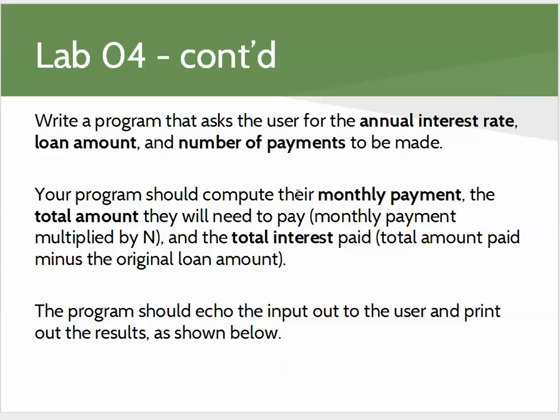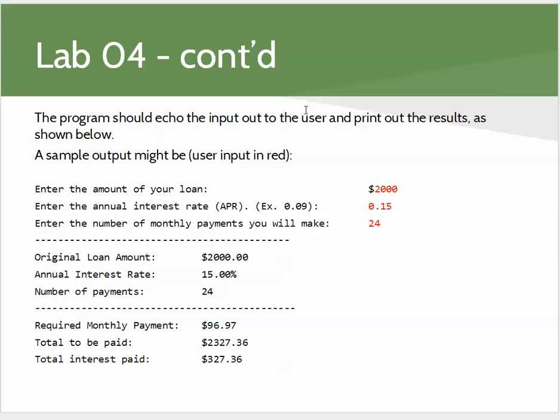So print out the monthly payment, print out the total amount, and then also print to the user the total amount of interest that they paid, which again should be the total amount paid minus the original loan amount. The program should echo the input from the user and print out the results in a really nicely formatted way. So I gave you an example of what you should try to look towards.